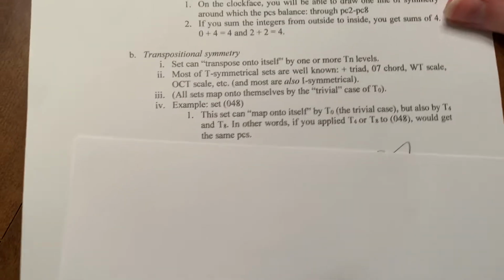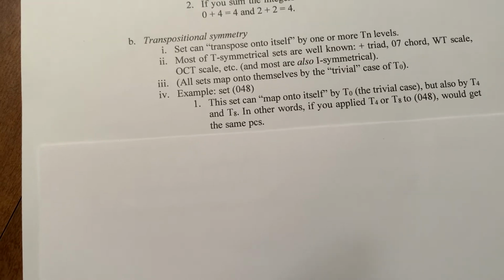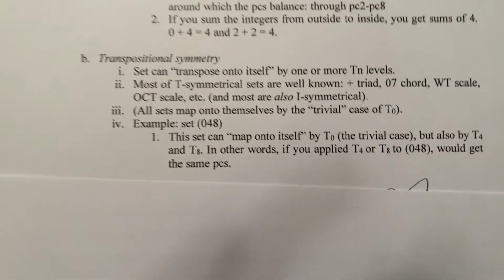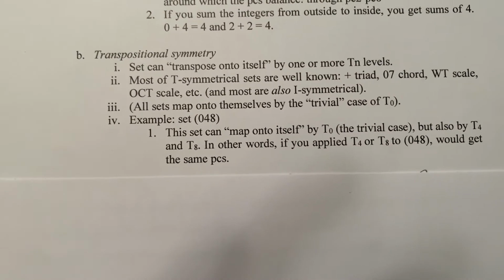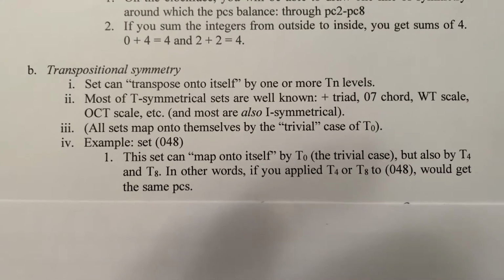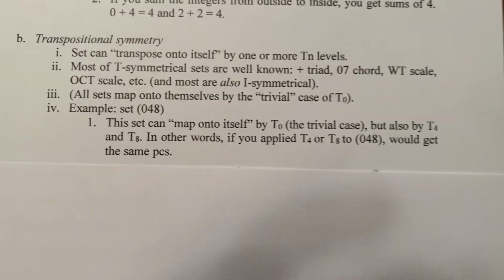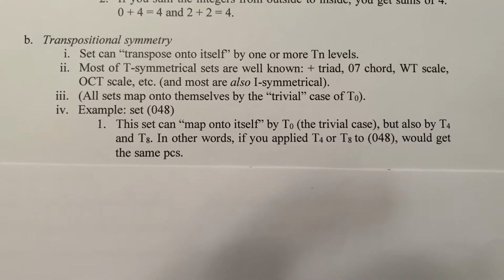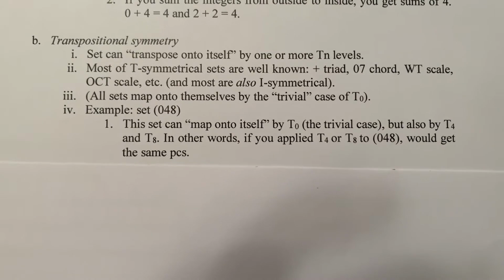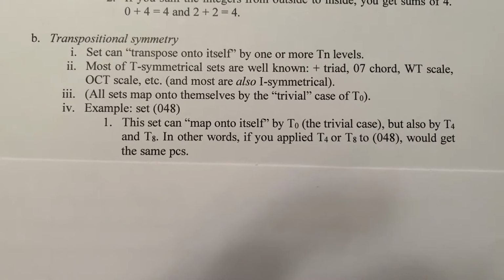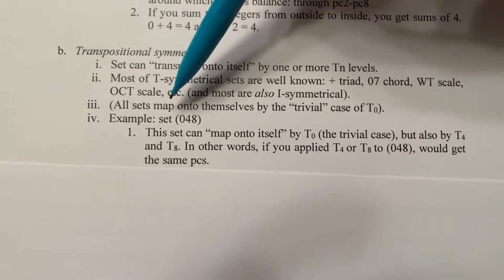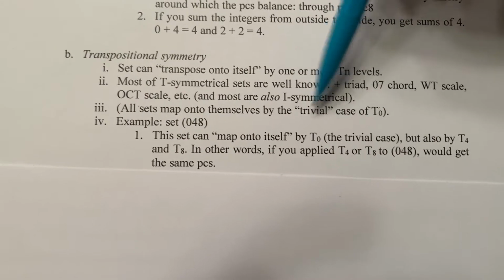Now the other one is new. This is something we have not discussed, and is a very special situation that a much smaller number of sets have, which is transpositional symmetry. This is where a set can transpose onto itself by different Tn levels. Now, I probably should have put this next, but all sets can map onto themselves by T0, right? That doesn't move any notes.